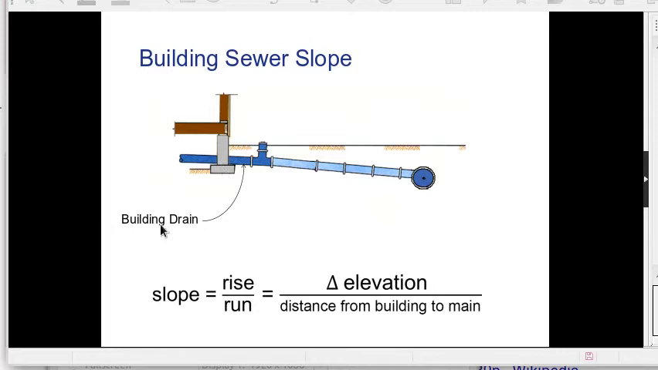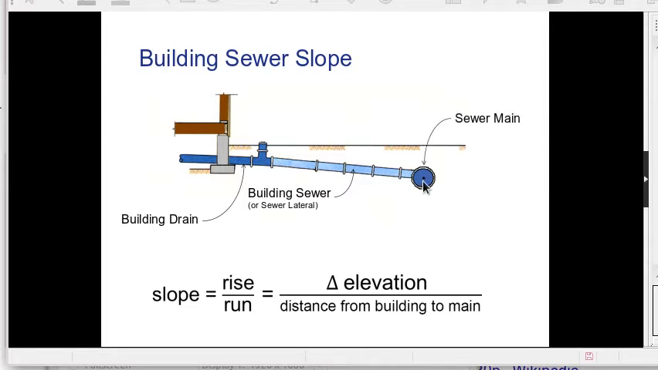So let's look at this. We have a building drain, and we're looking at the change in elevations divided by the distance from the building to the main. So we have the building here and the main septic line here. So here is our sewer lateral. This is the drain that runs from the house to the sanitary sewer connection in the street.